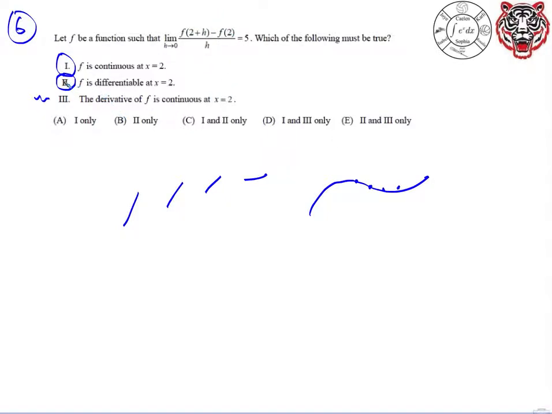So 1 and 2 are must, and 3 is a might. Can't you solve it to figure out if it is x equals 2? He just said we're not doing double derivatives. So there's no way to actually calculate the double derivative here. It doesn't tell us what f was, what the function was. I got it right. Just saying.